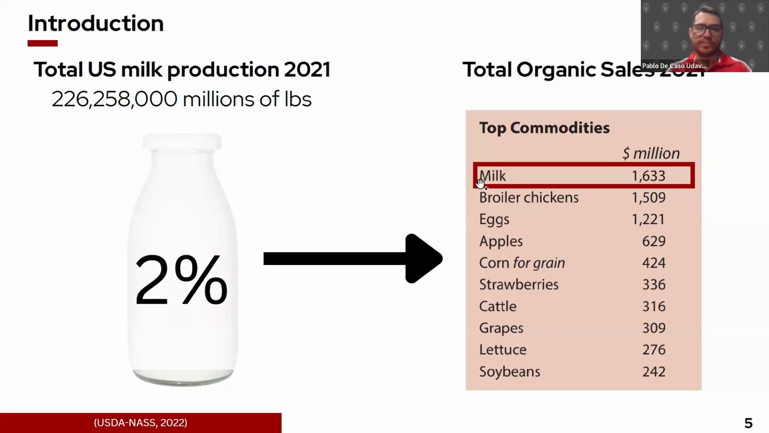And that's going to be consistent with the information that we have from the National Organic Survey organized by the USDA and the National Agricultural Statistics Service. It was the case in 2014. It probably was the case in 2017. And of course, it was the case in 2021. So this is recurrent, and it's important to keep in mind that even though it's going to be a very small proportion of the total milk production, it's a very important commodity for this specific system.